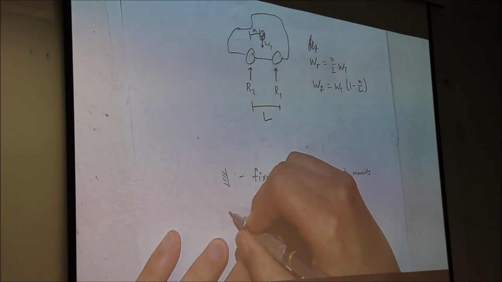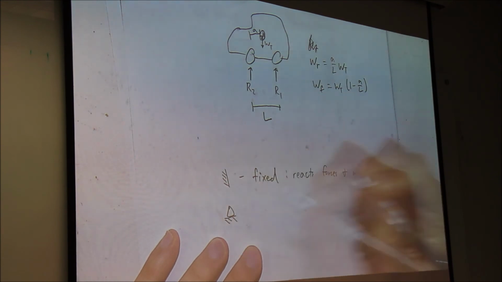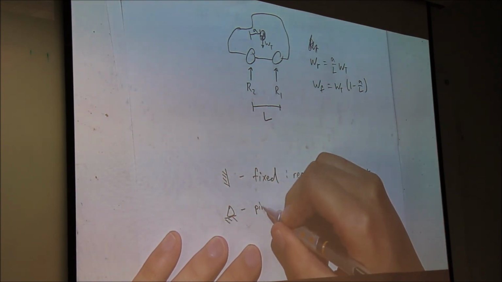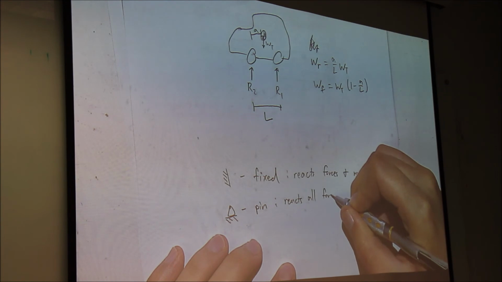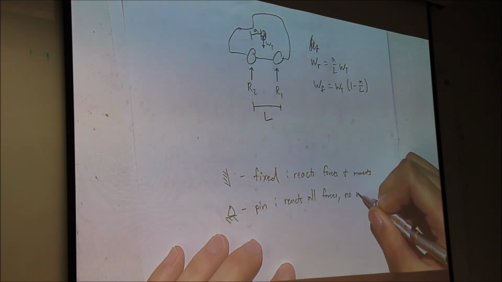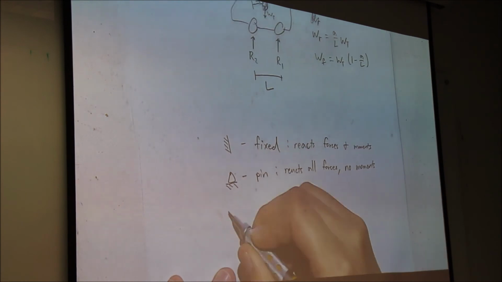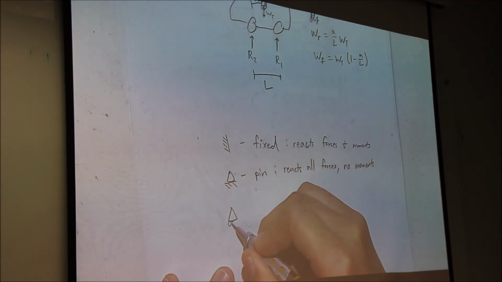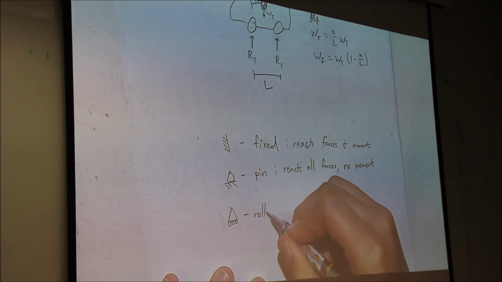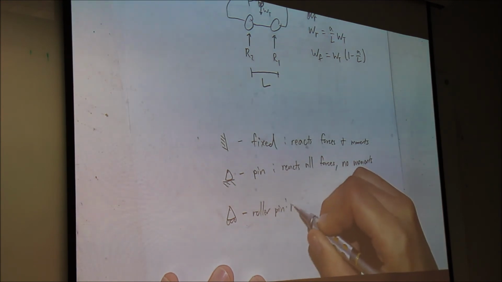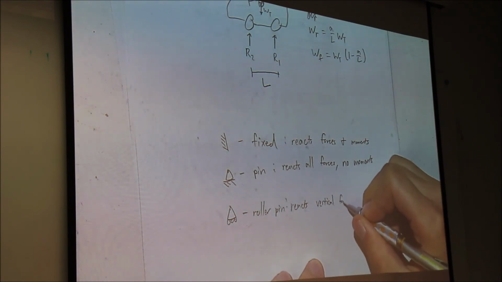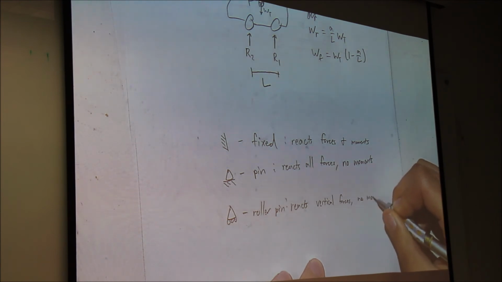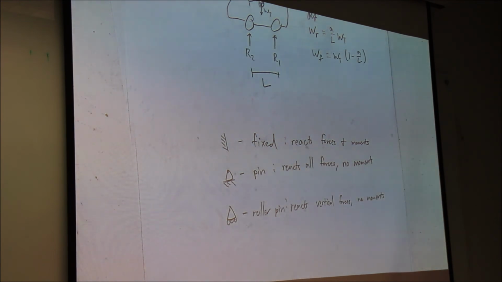We have this guy, which is a pin, and this reacts all forces, no moments. We have a roller pin. This reacts vertical forces, no moments. And can anyone think of any other boundary conditions you might see in the real world?